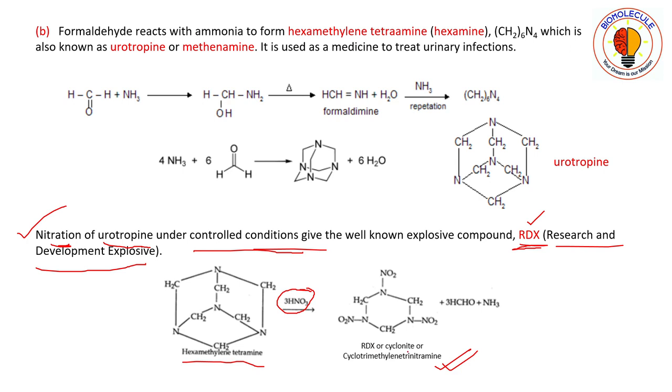So what you will get is RDX, or another name is cyclonite or cyclotrimethylene trinitramine, along with 3 molecules of acetaldehyde and an ammonia molecule. See here what happens. This nitrogen, this nitrogen and this nitrogen, these 3 nitrogens get nitrated, okay, and the bonds inside this 6-membered ring get cleaved, giving you 3 molecules of acetaldehyde and 1 ammonia molecule.